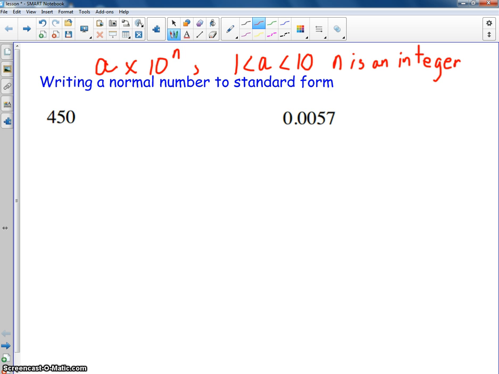Now, what is a standard form? A standard form is our way of writing very big numbers and even very small numbers in a way that we don't have to use so much space. Okay, that's an easy way to describe it.